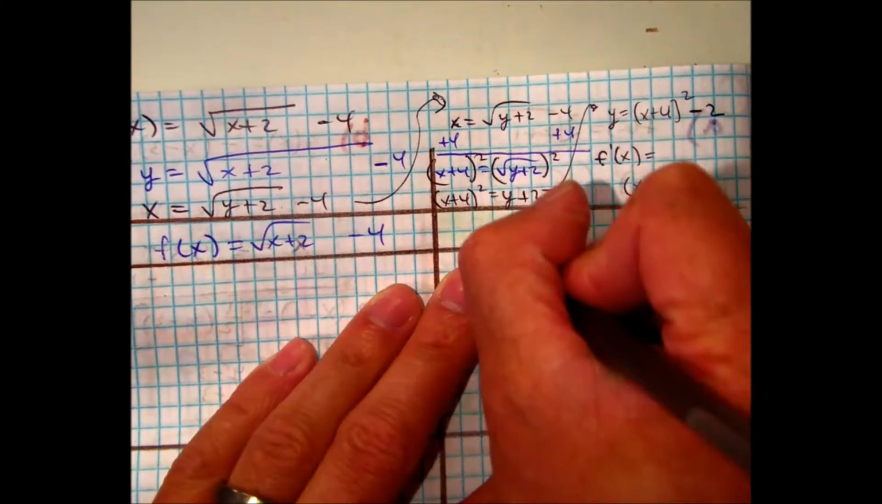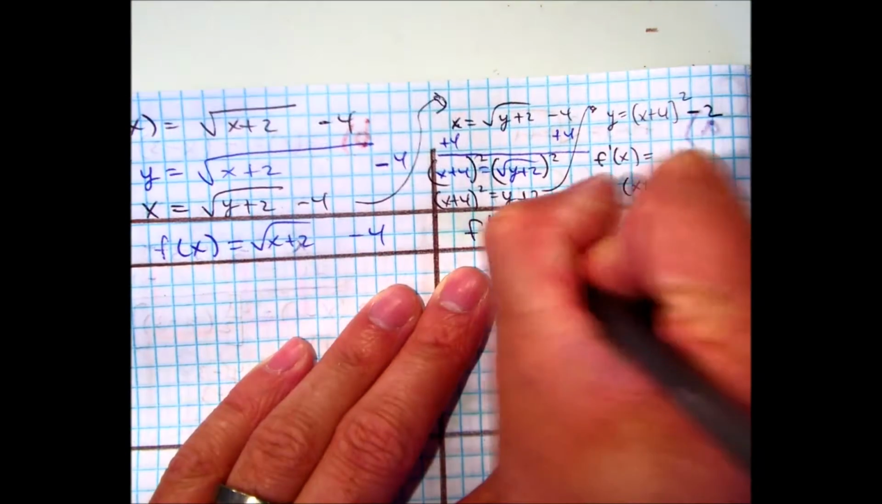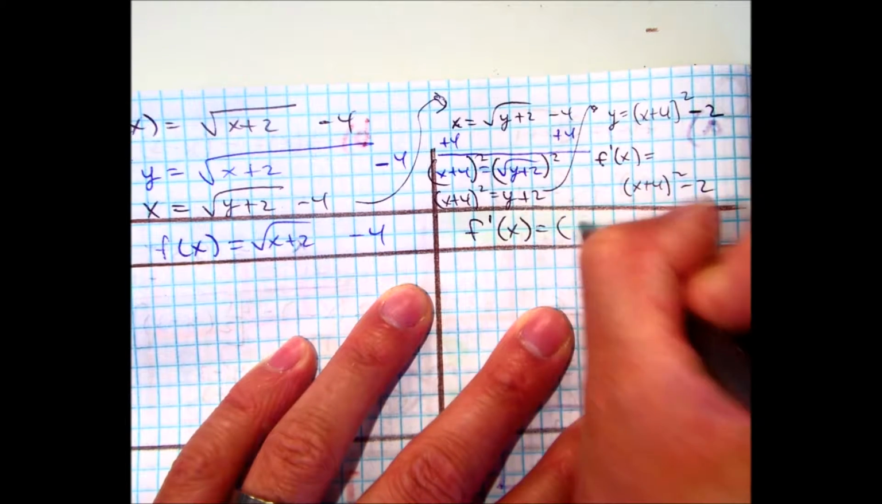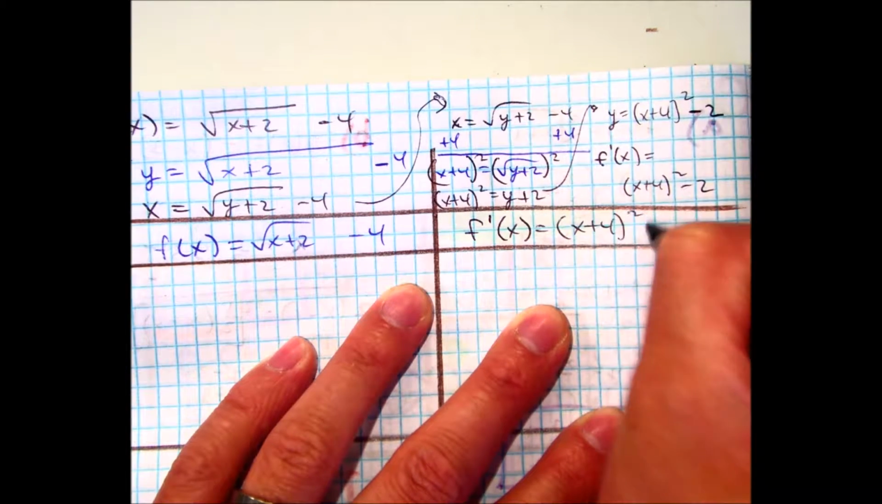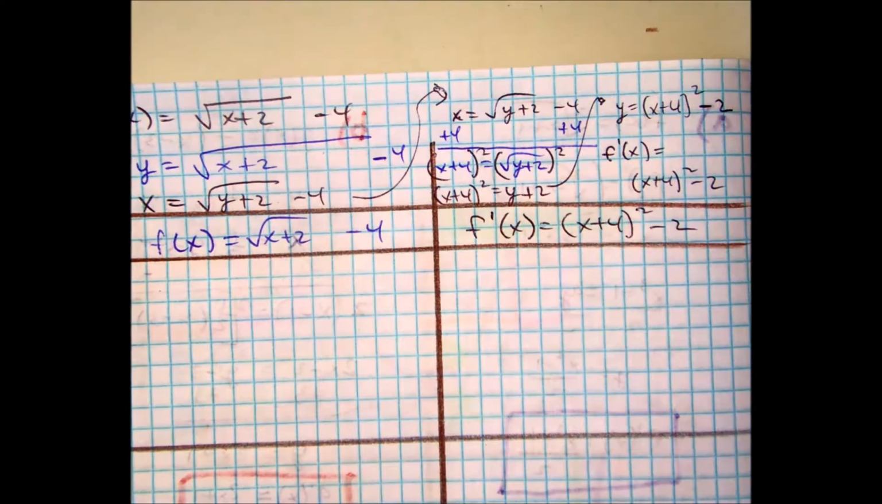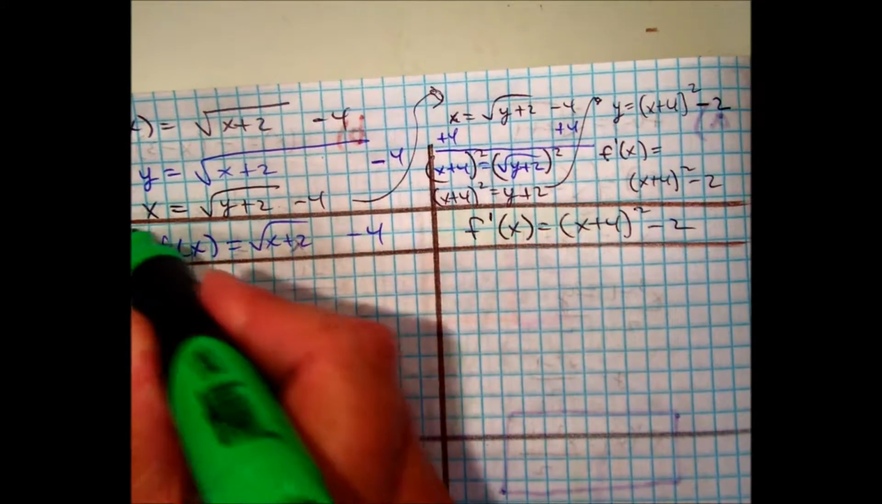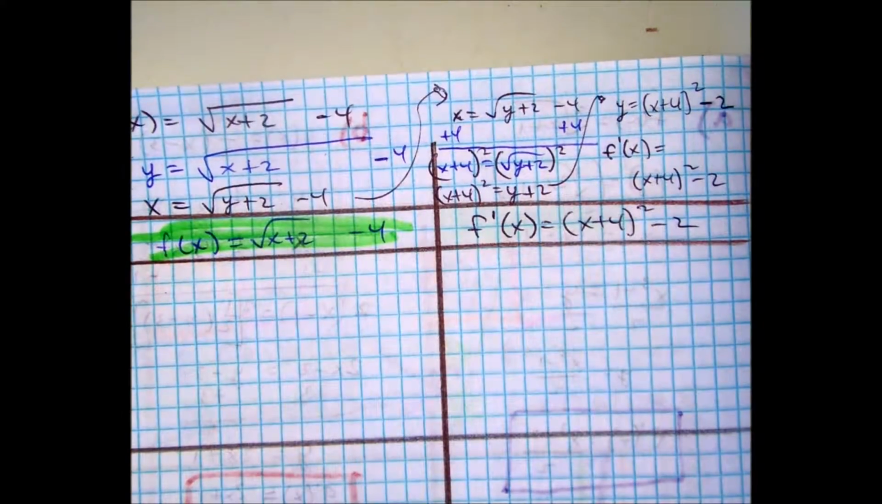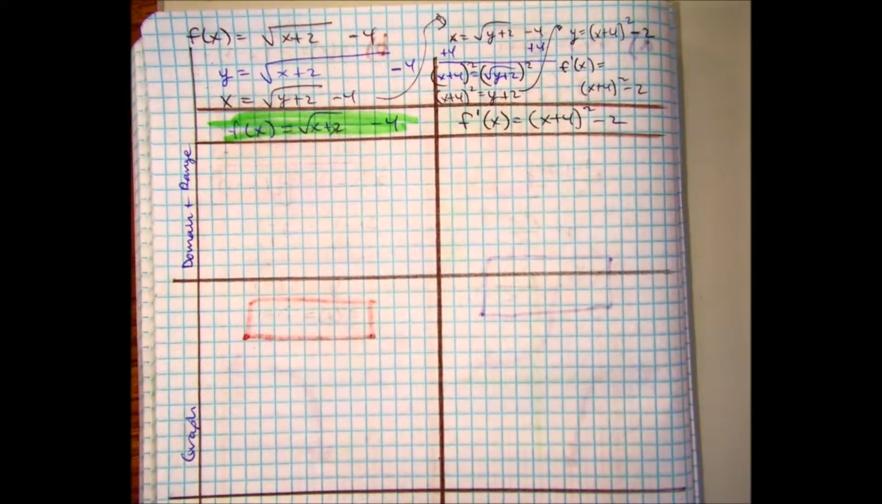So let me write that down. Inverse of x equals x plus 4 squared minus 2. So we'll call this my green graph. Let's go ahead and graph this.